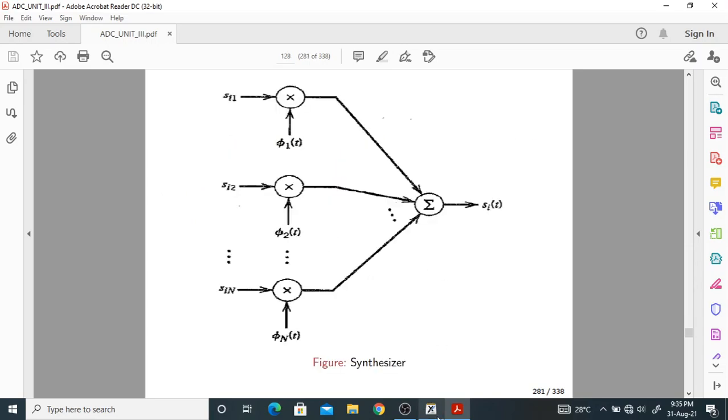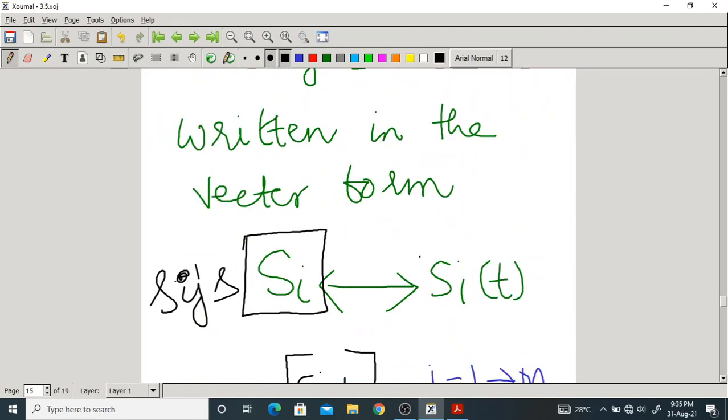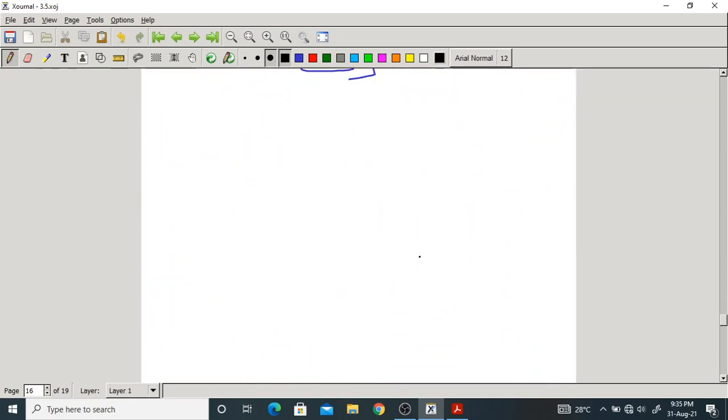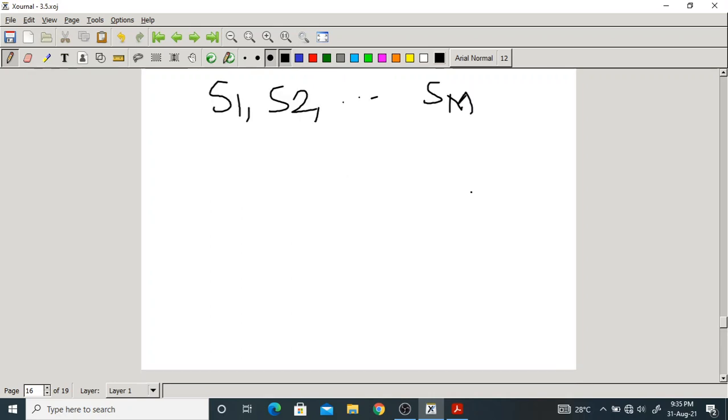Now, what is the advantage of representing these as vectors? We have written these vectors S1, S2, so on, Sm. M vectors. So why represent them as vectors? Because you can represent these vectors in a space. Space means geometrical space.